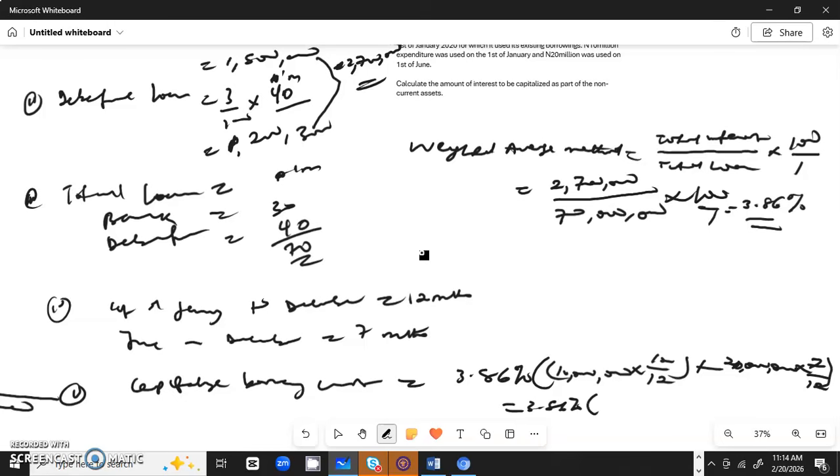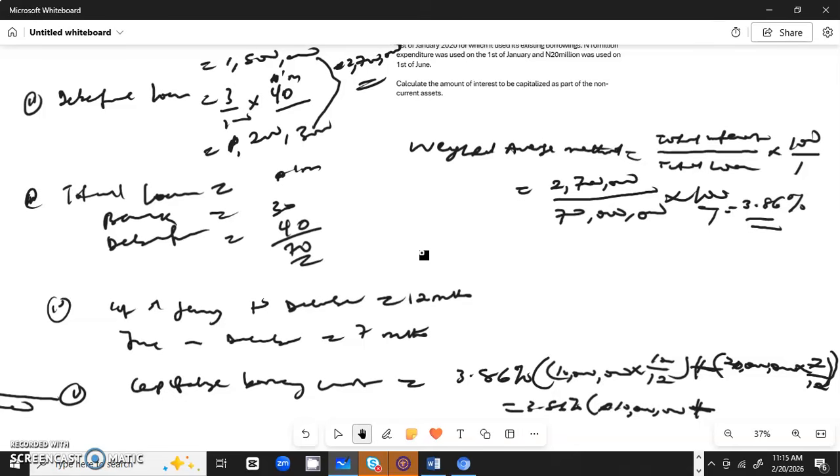3.86 percent, so bracket, this will give us 10 million naira, plus, this is plus, not multiplication, please, this is addition. So in the bracket we add them together, because those are the two loans that we collected during the period of construction. So let us now do 7 over 12: 7 divided by 12, multiplied by 20 million.